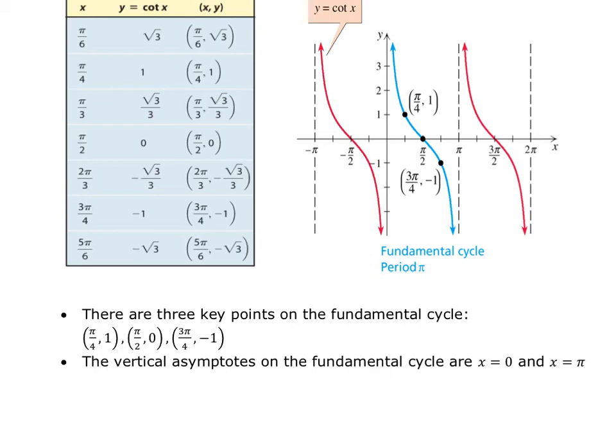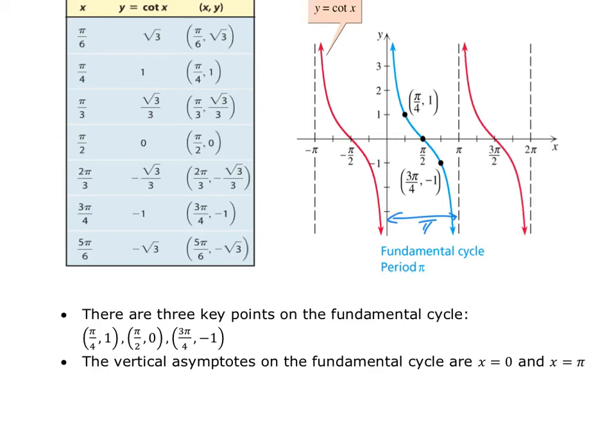My vertical asymptotes, again, are in multiples of pi, so 0 and pi on the fundamental cycle. Both tangent and cotangent only take a period of pi. So when we talk about period, it is where we start and where we end for the fundamental cycle. It does not mean I'm always going to start at 0. Tangent does not start at 0. But if I go from negative pi halves to pi halves, the distance I traveled is pi, that is my period. So I don't have to start at 0.